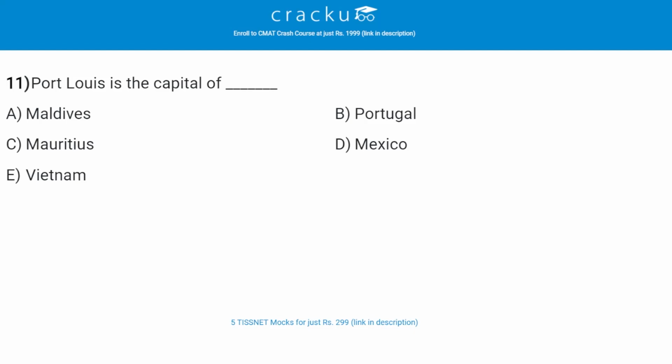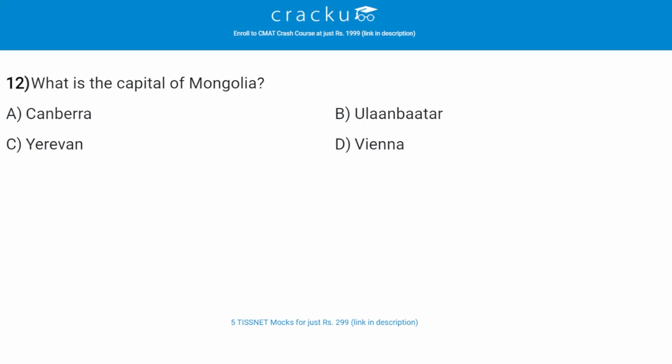Port Louis is the capital of? The correct answer is C. Mauritius. Let's check the next question. What is the capital of Mongolia? The correct answer is B. Ulaanbaatar. Let's check the next question.